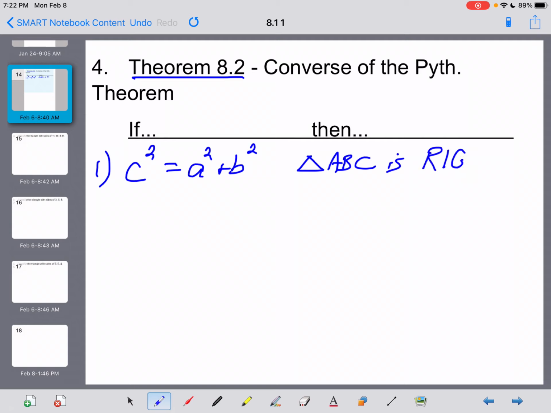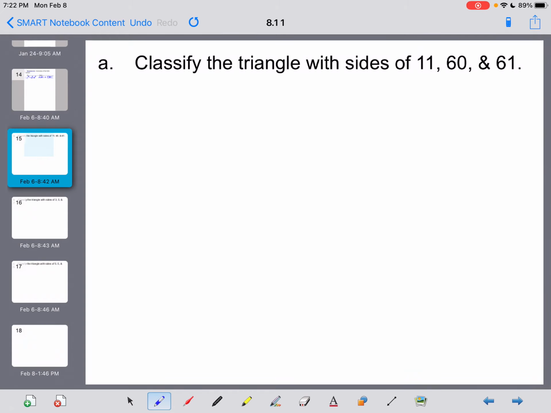So I'll go ahead and write that out here. So if c squared is equal to a squared plus b squared, and again, there's a reason I'm writing it with the c squared first, then we know that our triangle is right. So let me stop you right there. The type of problem we're going to be looking at here is going to ask you to use this word classify. So classify the triangle with sides of 11, 60, and 61.